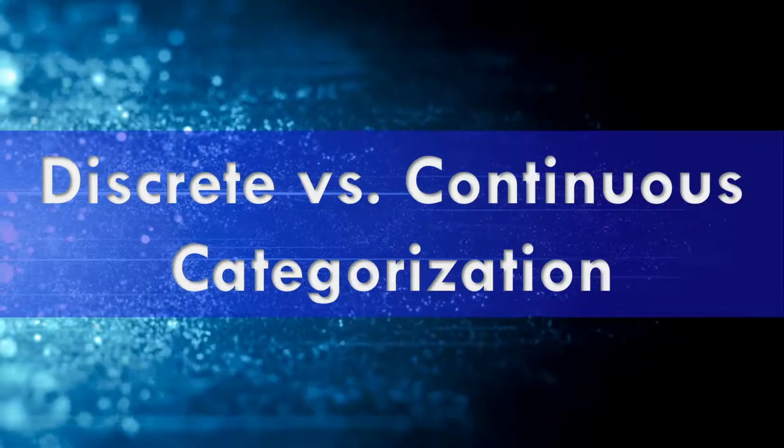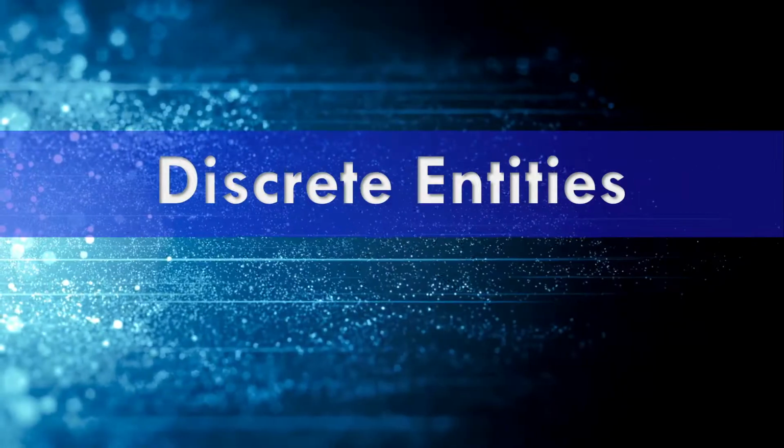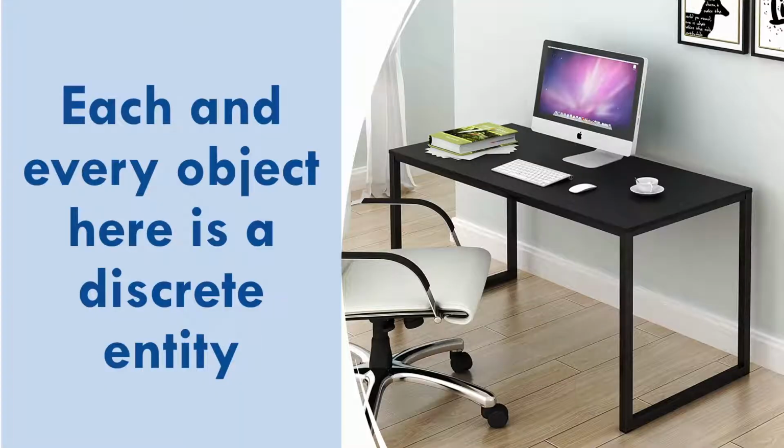Now, let's talk about discrete versus continuous categorization. Discrete entities. So if you look at the image on the right side, each and every object is a discrete entity. That means that you could never, unless you had a very serious problem, wonder where the computer screen ends and where the desk starts, or where the keyboard finishes and the surface of the desk begins. These are all objects that are separate one from another.